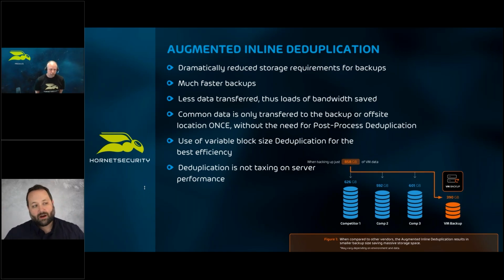The way our augmented inline deduplication works is we keep a database of blocks, and we pair that with a hash table that sits in memory and on disk to survive reboots. That allows us to say this block that we backed up is associated with this backup, this backup, and this backup, and it removes that chain dependency.